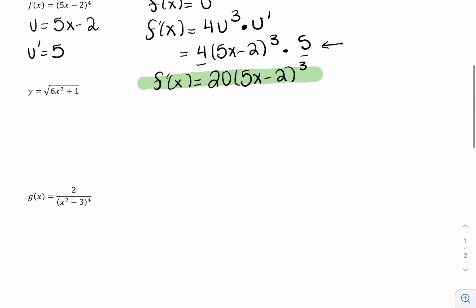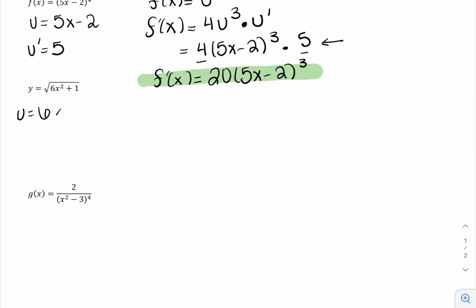Let's do 2 more. So we have y is equal to the square root of 6x squared plus 1. So think about what you might pick as the inside function, and it's going to be 6x squared plus 1. U prime, because we know we're going to need it, is going to be the derivative of 6x squared, which is 12x. The derivative of 1 is 0.